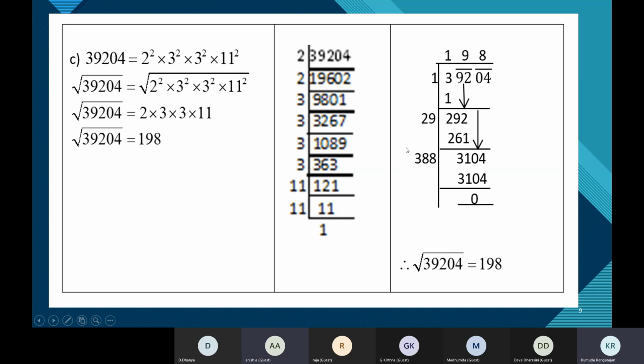19 into 8. So 19 into 2 is 38. Did you mention that? Yes, ma'am, I said it. 19 into 2, 38. Yeah, we should not write it close to the margin. We must leave a space here.